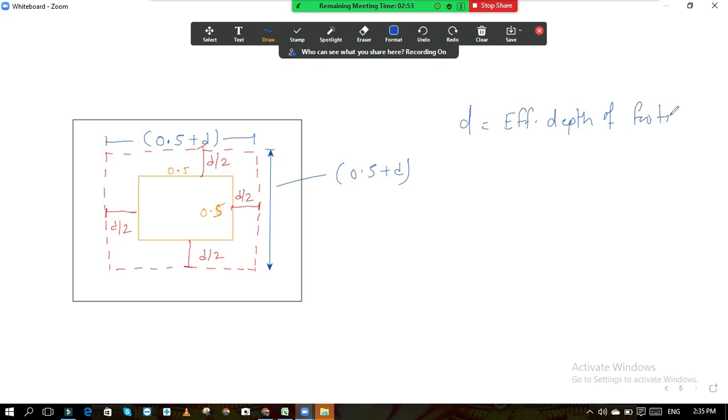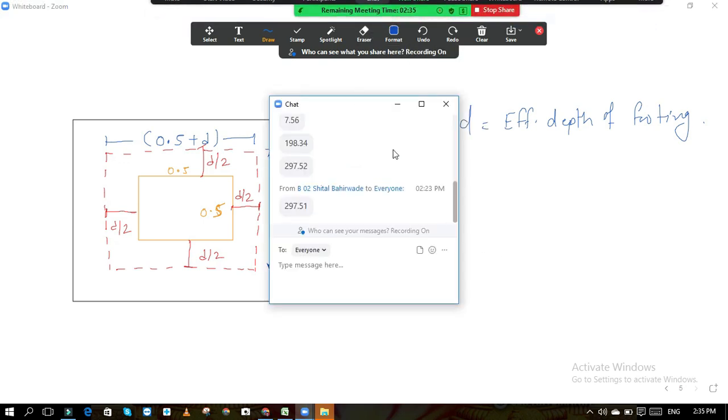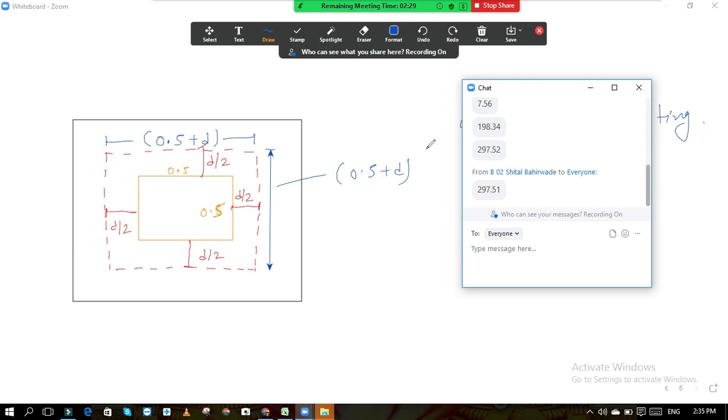We don't know the value of d, so we have written it as small d. Is it clear? What is the punching action? Yes, no, or shall I repeat this? Is it clear? What is punching action? This is called two-way shear or punching shear.